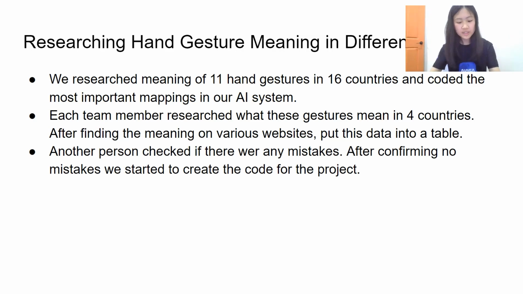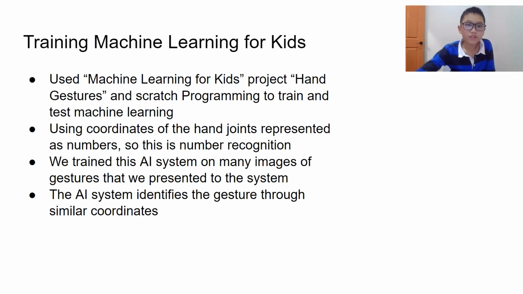We researched the meaning of 11 hand gestures in 16 countries and coded the most important mappings in our AI system. We decided to give each person 4 countries and had them research what the gestures mean in the countries that we are in charge of. So we used the Machine Learning for Kids project called Hand Gestures, and Scratch programming, to train and test machine learning using coordinates of the hand joints represented as numbers, so this is number recognition.